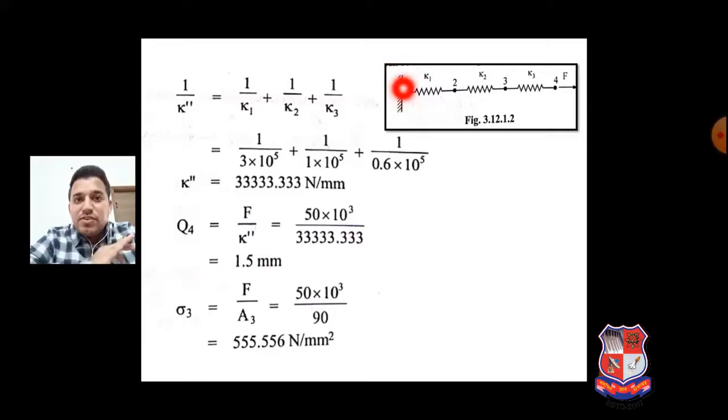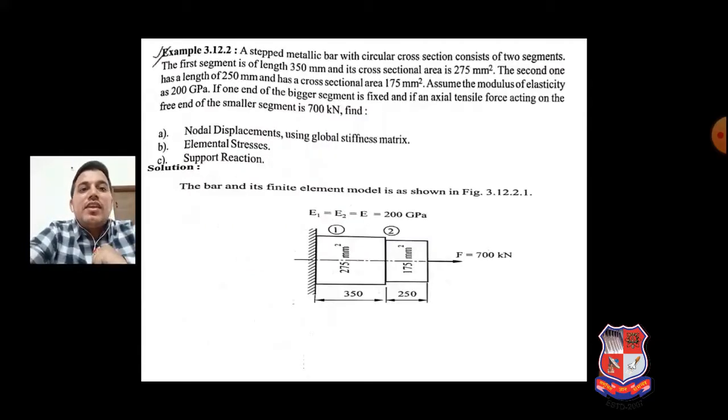When the fixed support is there, at that time q1 is equal to 0, and at that place we cannot find any stress because this is a node, not an element. If we have an element, then we can find the stress. Clear? This is the most important thing that we have to know during the example. Okay, so we have completed our first example.